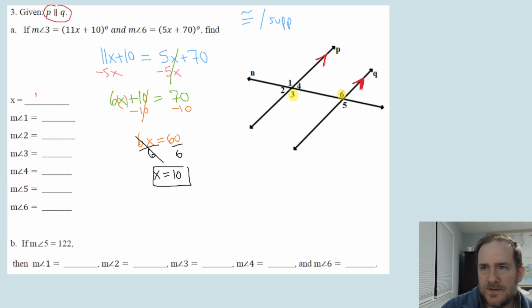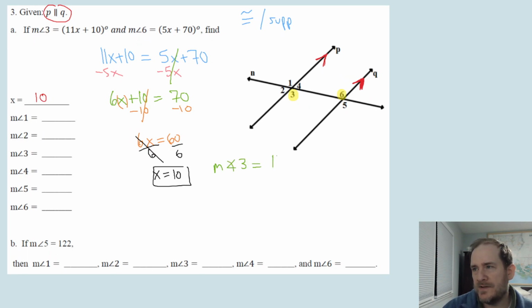And now that you have x, you can go in and plug in x to find angle 3, or you could plug in x to find angle 6. But honestly, you only need one angle, because once you have one, you can use vertical angles to say they're the same. You could use linear pairs to figure out 4. Once you have 4, you could use 4 to find 2. 2 will give you 5. 5 will give you 6. So you can find everybody just by finding one angle. So I say, I don't know, pick either one. I don't care. Let's start by finding the measure of angle 3.